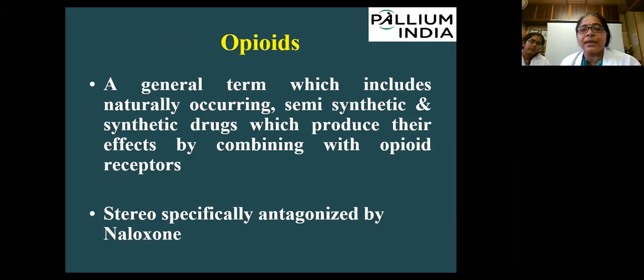So when we talk of opioids, it's a rather general term. It includes naturally occurring, semi-synthetic and synthetic drugs which produce their effects. How do they produce their effects? They produce these effects by combining with opioid receptors.